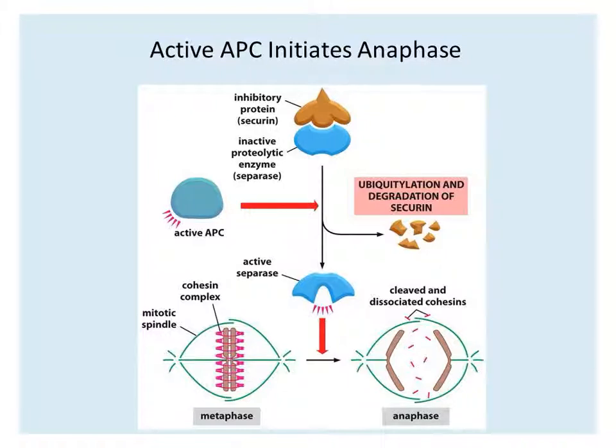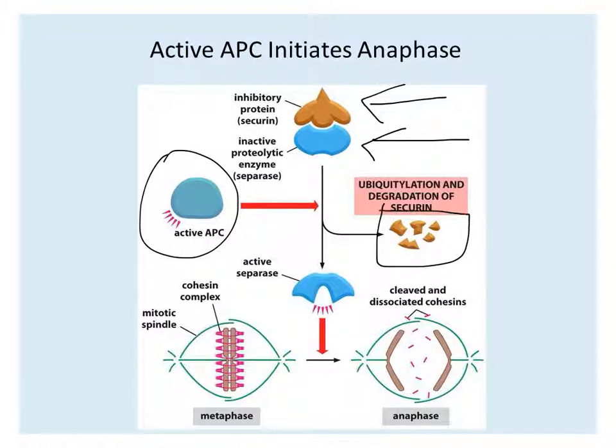So this next diagram highlights the role of APC. Normally, separase is inhibited by a protein called securin. Activation of APC when it binds to CDC20 will lead to destruction of securin. And that's because APC is a ubiquitin ligase, and it ubiquitinates it, so it adds a modification that selectively gets it destroyed by proteasomes. So you can see that now it's degraded.